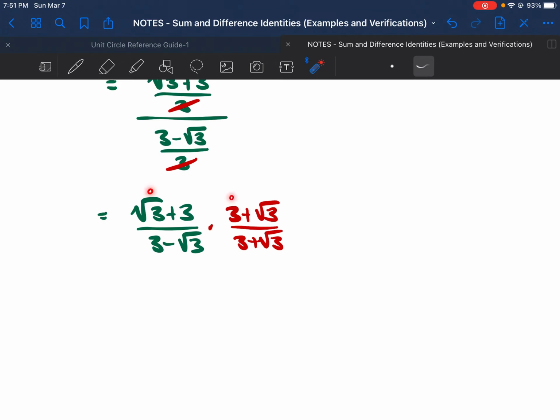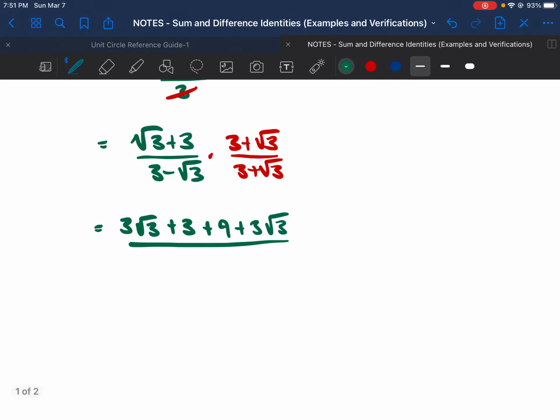So square root of 3 times 3, that's 3 square root of 3. Square root of 3 times square root of 3, that's positive 3. 3 times 3, that's 9. And then 3 times square root of 3, that's another 3 square root of 3. All right, so there's our numerator. In the denominator, FOIL also. 3 times 3, that's 9. 3 times square root of 3, that's plus 3 square root of 3. Negative square root of 3 times 3, that's negative 3 root 3. And then negative root 3 times positive root 3 is minus 3.